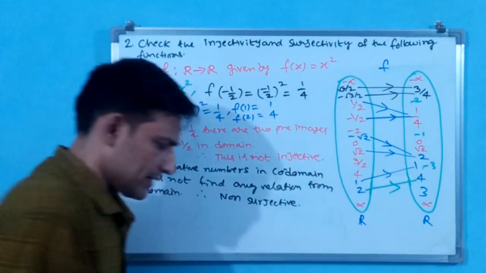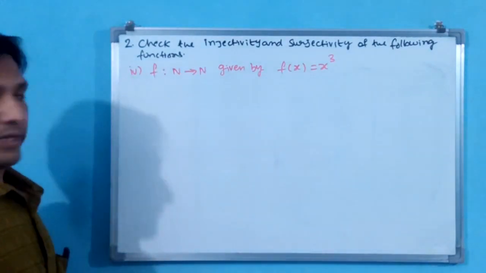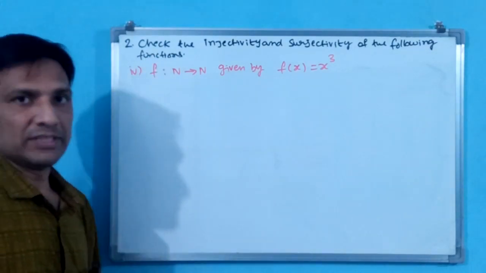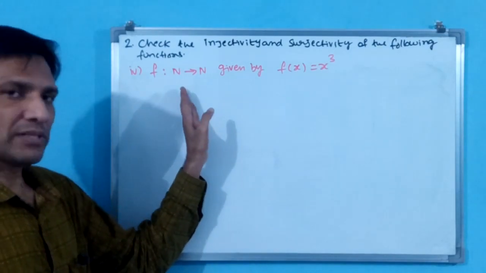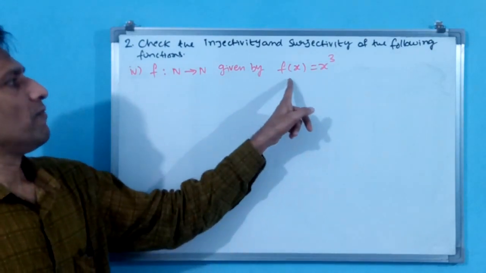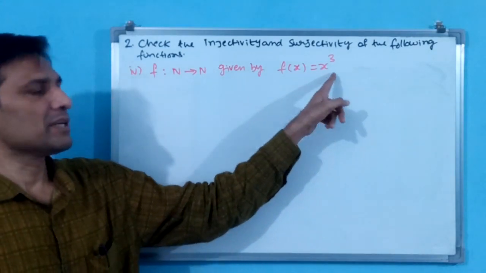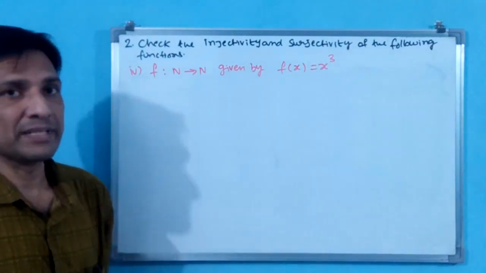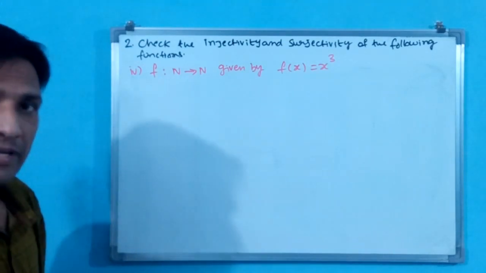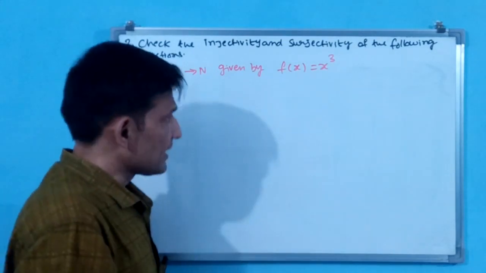We go for the fourth part. Okay, see the fourth part of the second question. Now function has been changed. Even though natural numbers are given, function has been changed. Now function has become x cube. Earlier we have done for natural numbers x square. Now x cube has been given. Then we have to do this for x cube. Okay, let us draw the arrow diagram.